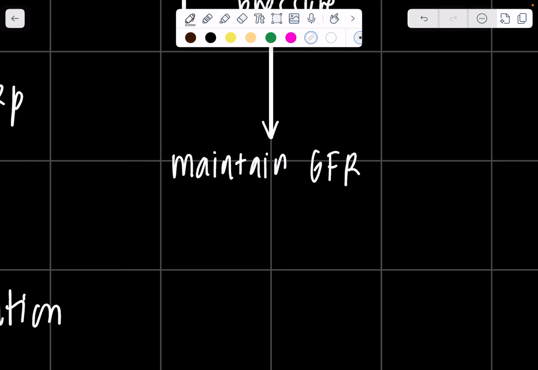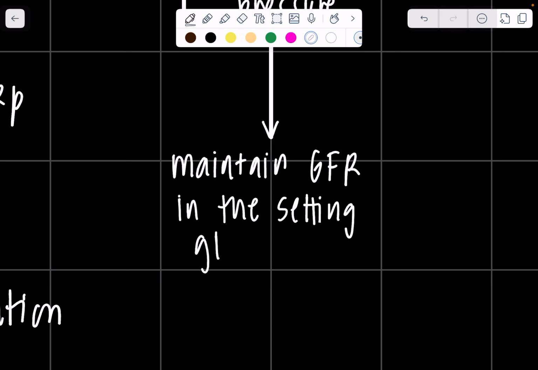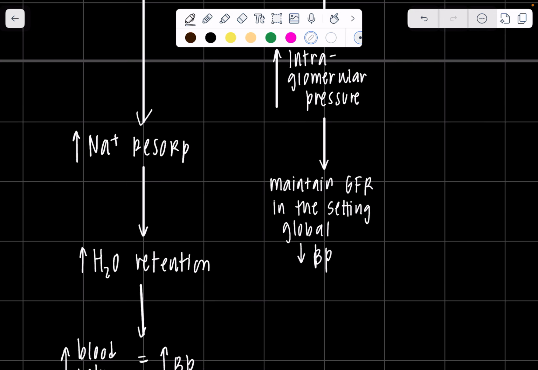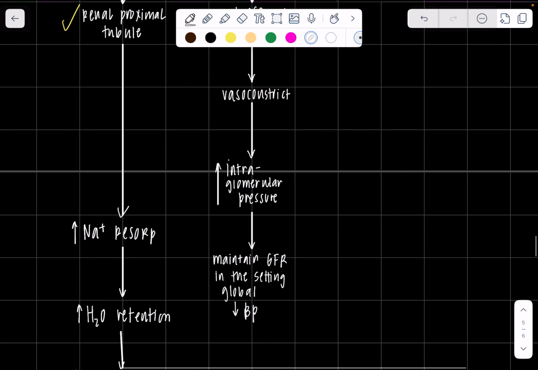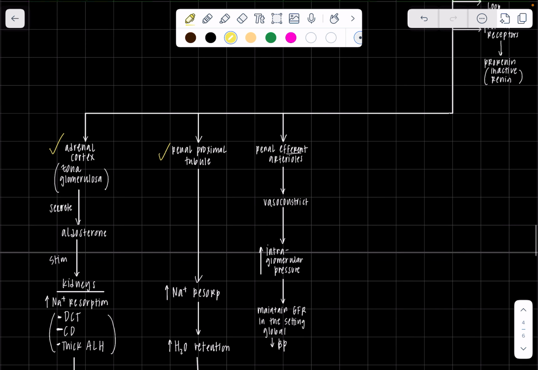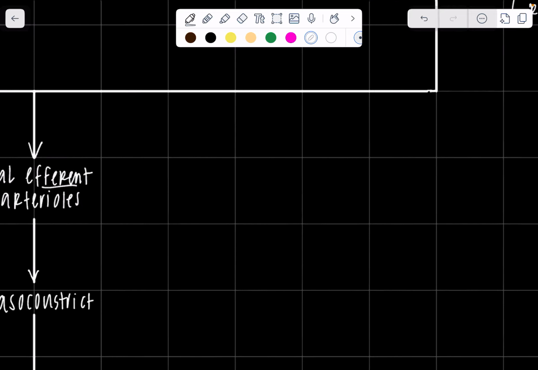This is the filtration rate in the setting of, I'm going to say global hypertension. By that, I mean just, not hypertension, hypotension. I just mean overall drop in the body's blood pressure, not the kidney's blood pressure, the body's blood pressure. So that kind of wraps up the effects of angiotensin 2 in the kidney. We have two more important places where it acts.